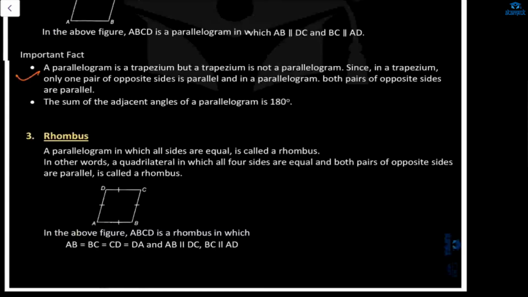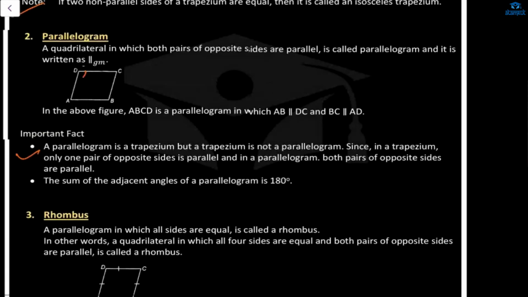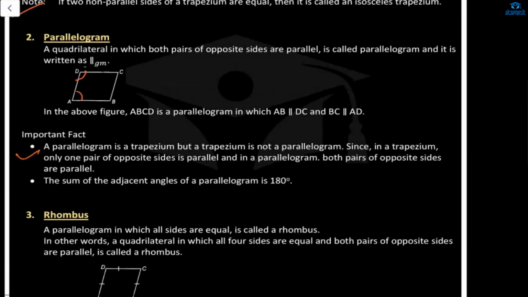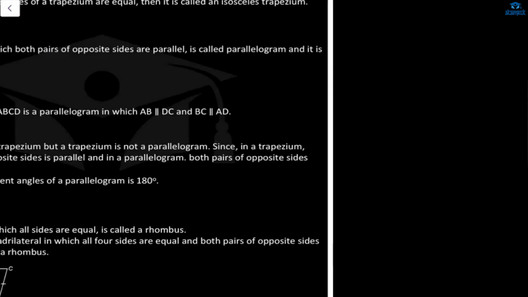The sum of adjacent angles of a parallelogram is 180 degrees. The sum of adjacent angles, one after another, is 180 degrees. That means this angle plus this angle is equal to 180 degrees. In fact, if you remember when we were studying lines and angles, I told you that if two lines are parallel and a transversal is crossing them, then the sum of the angles on the same side is 180 degrees.